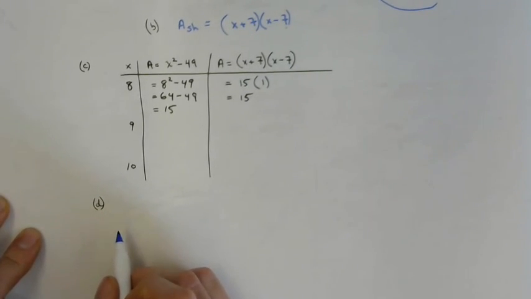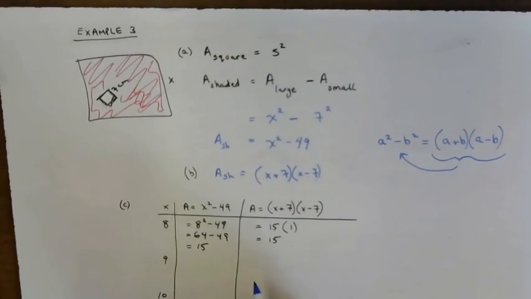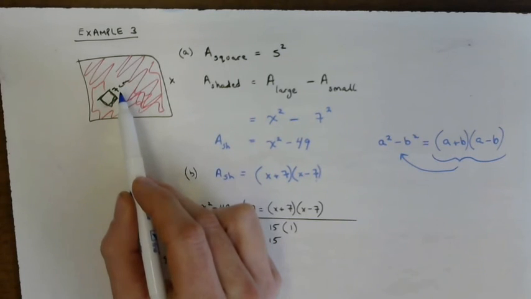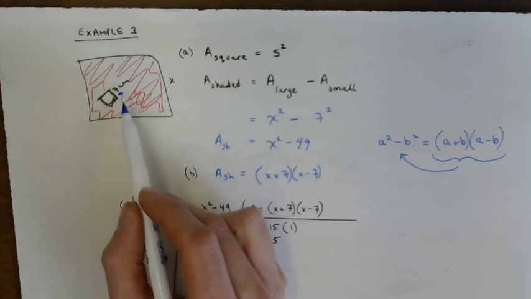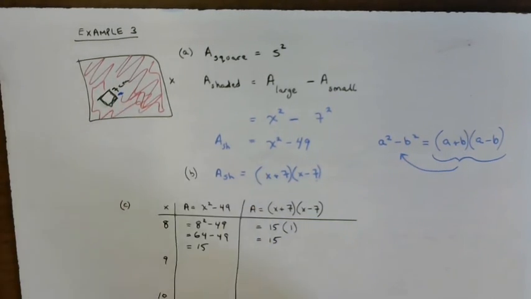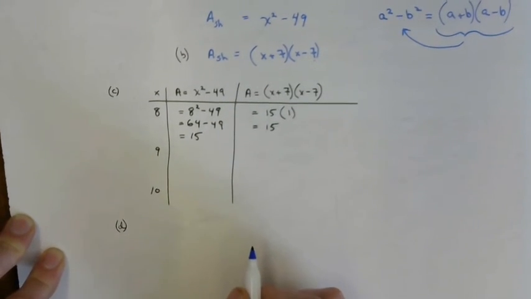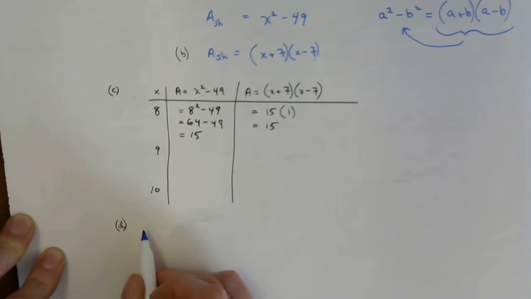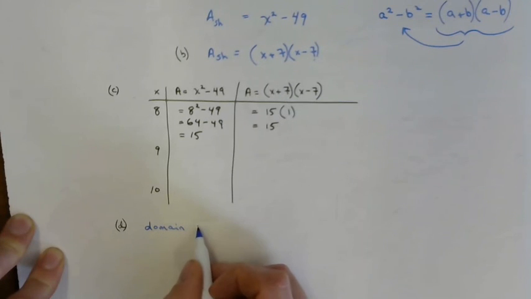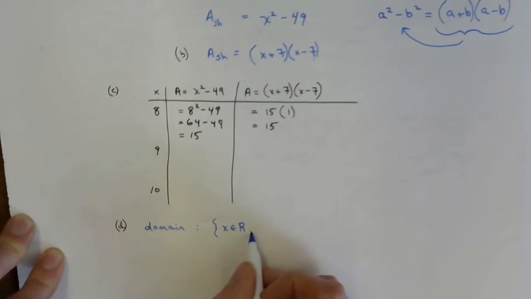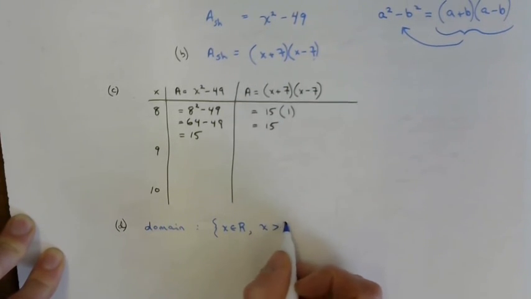Actually, we have to be careful. It can't even go down to 0. It can only go down to 7, and it can't even be 7. So it's restricted to x values that would not result in negative area. So the domain, in set notation, is x belongs to the set of real numbers, x must be greater than 7.